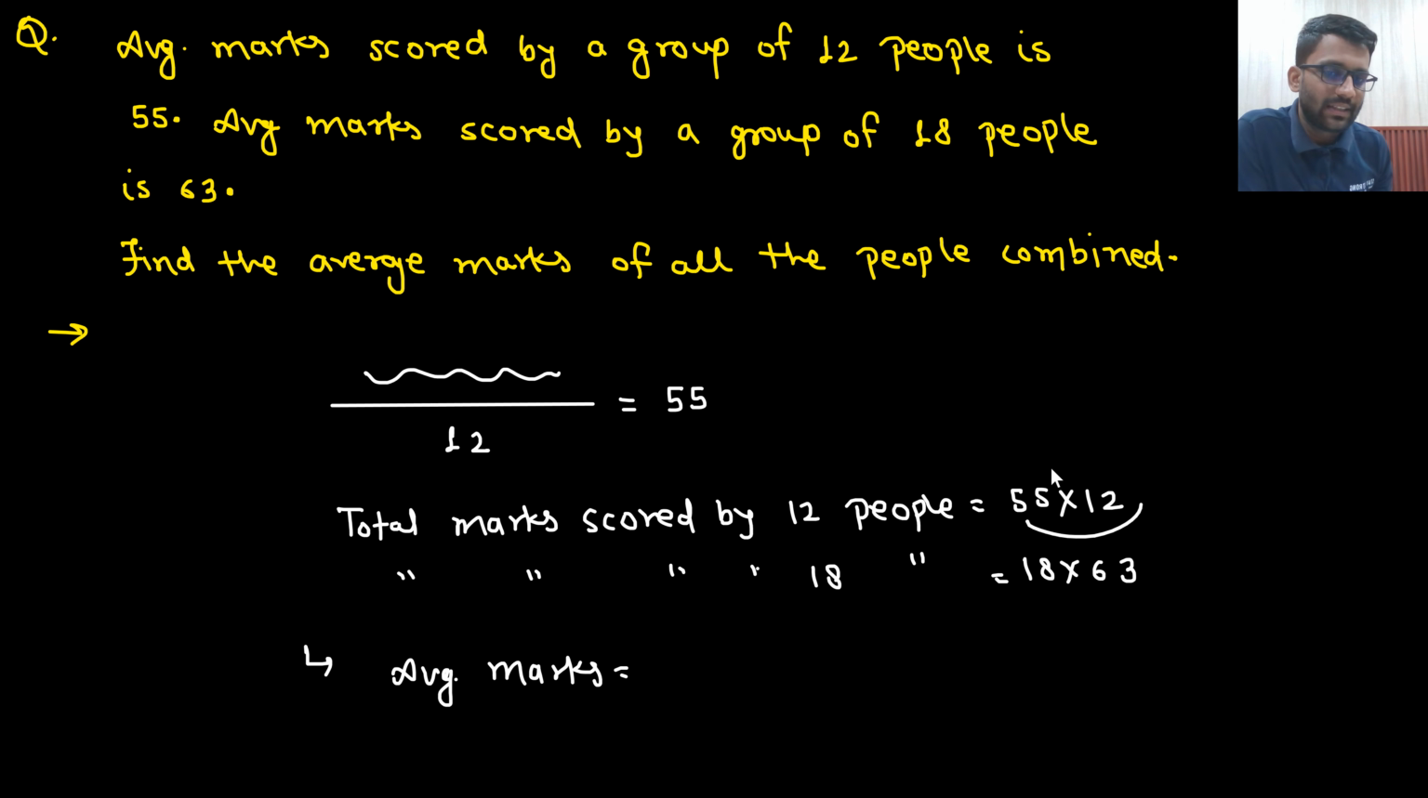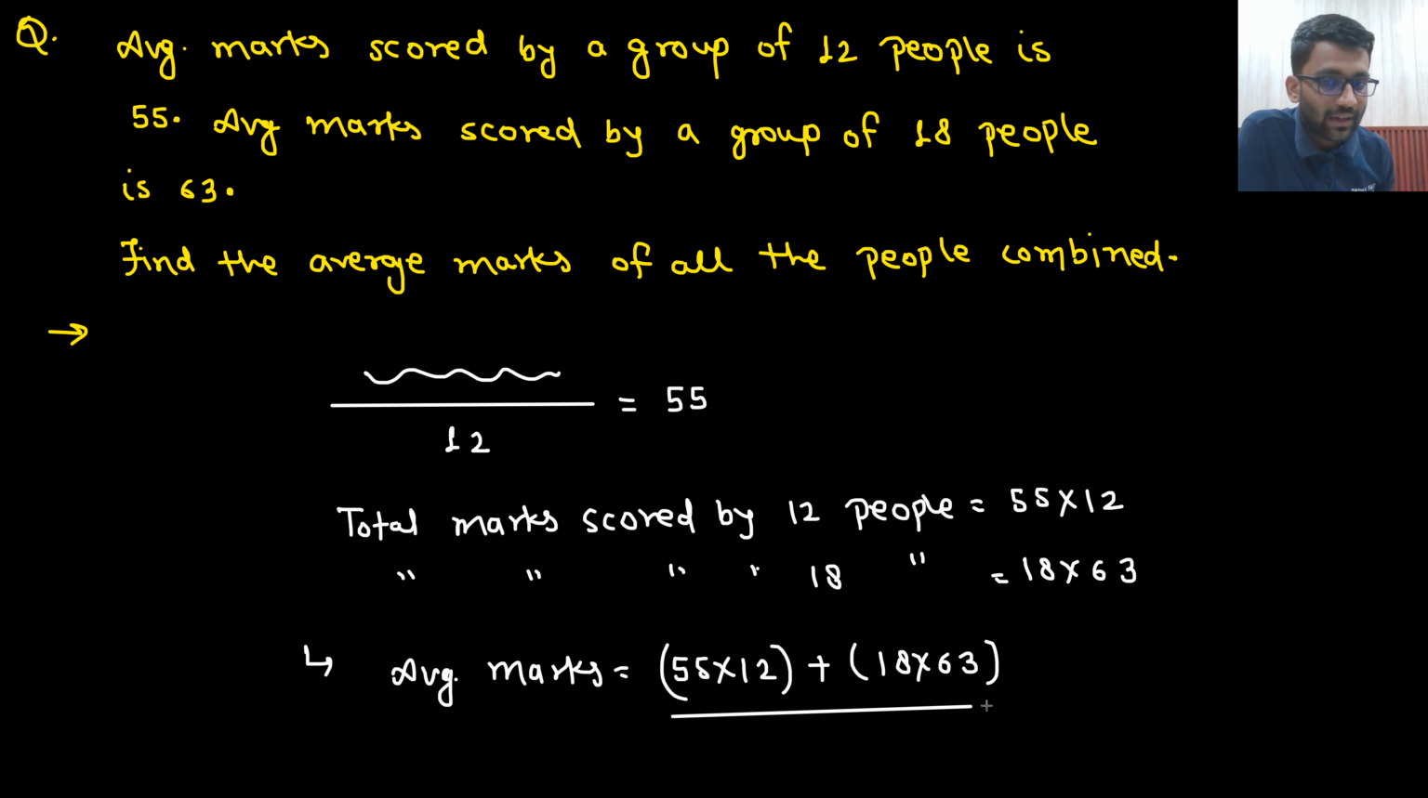That means these are the total marks. From the 12 people you got this much total marks. From 18 people you got this much total marks. Divided by how many people are there? 12 plus 18, so 30 people. You are not mugging up the formula n1 into d1 plus n2 into d2 upon n1 plus n2. Nah, we are not mugging up the formula. The simple concept is total marks is 55 into 12, total marks by 18 people is 18 into 63, divided by total people. That's it.